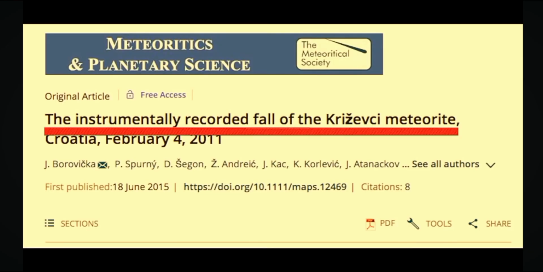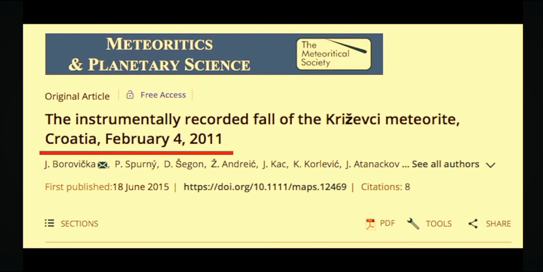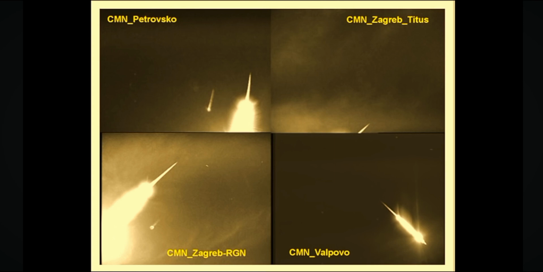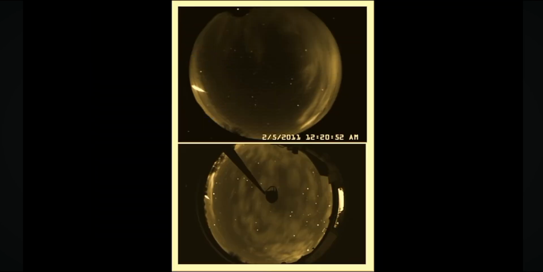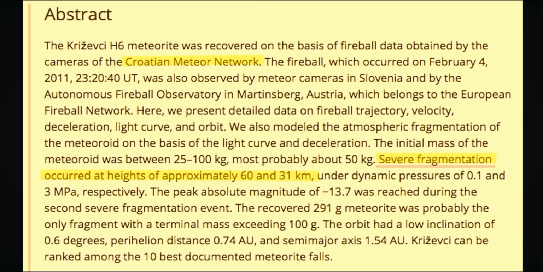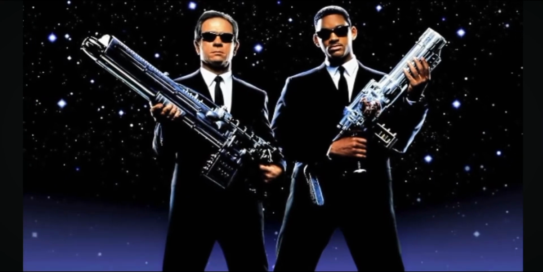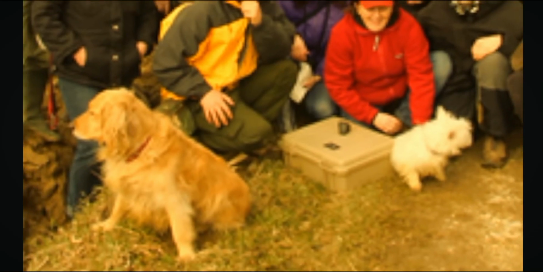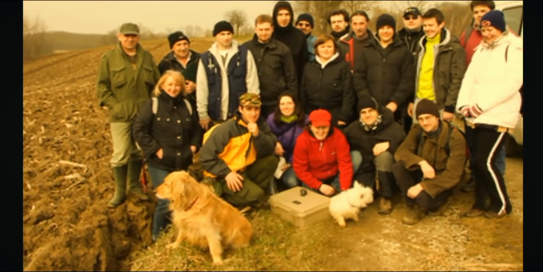However, the plot thickens, because during the 2011 event, the Croatian Meteor Network actually filmed the atmospheric meteor phenomenon from several different cameras, and an observatory in nearby Slovenia captured the very beginning of the phenomenon. Just as we discussed earlier, the bright light broke up into severe fragmentation at 60 to 31 kilometers up, as always. You could argue that the government planted the meteorites as a conspiratorial cover-up, but do these look like government spooks to you?